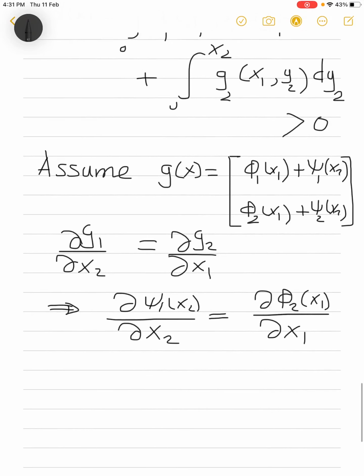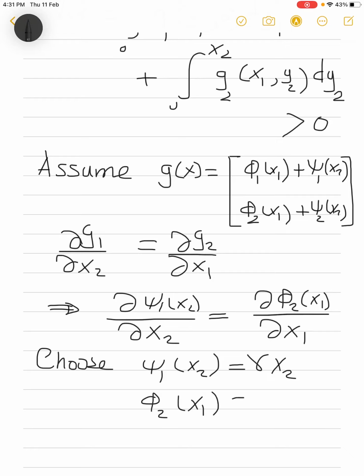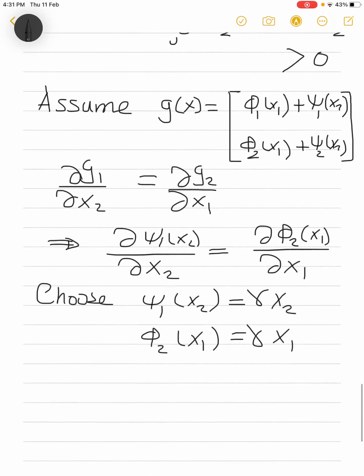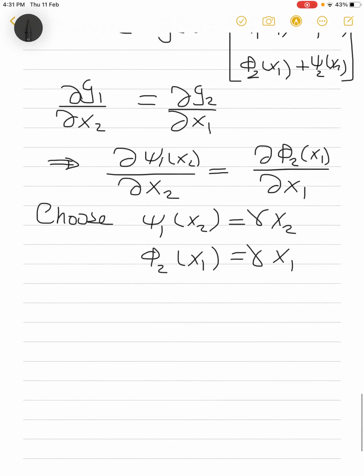So I'm going here to assume or choose psi 1 of x2 as some constant gamma times x2 and phi 2 of x1 as the same constant gamma times x1. Obviously when we differentiate, the result would be gamma in both cases, so we would achieve or satisfy the symmetry of the Jacobian matrix as required. And if we do that, we can now calculate an expression for v dot.